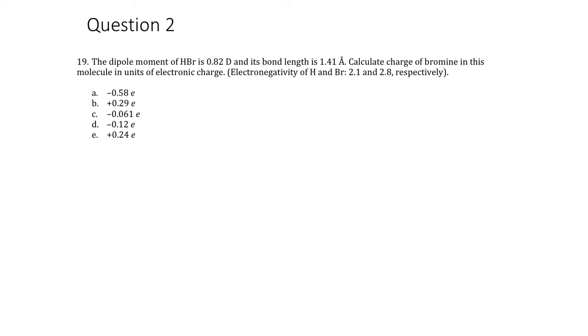Question 2: the dipole moment of HBr is 0.82 debye, and the bond length is 1.41 angstrom. Calculate the charge of bromine in this molecule in units of electronic charge. So we're given electronegativities here, 2.1 and 2.8 respectively.